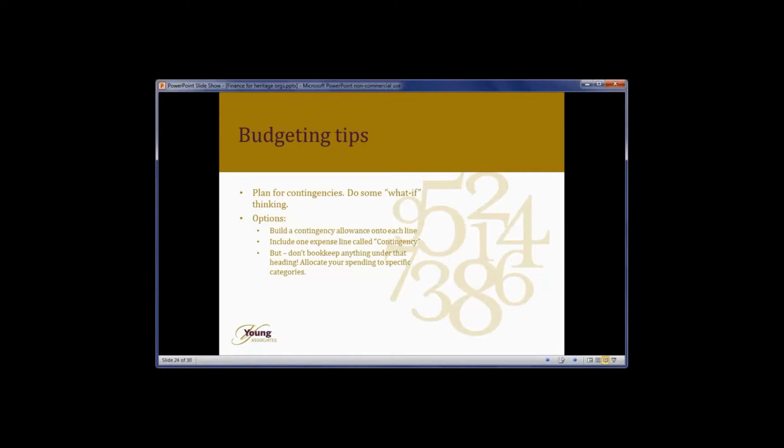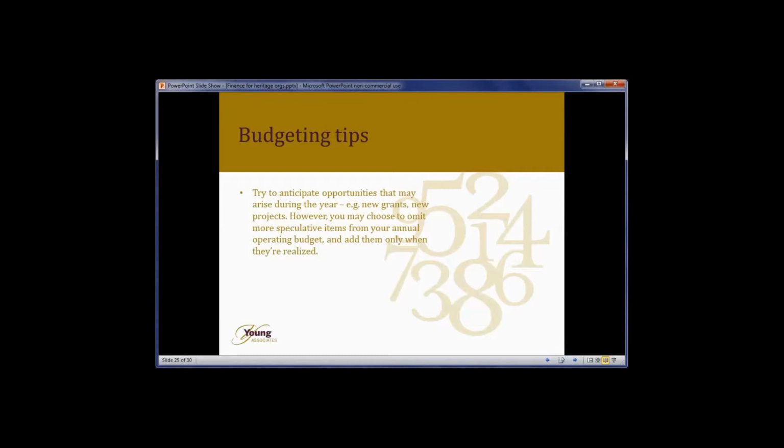Many funders actually have a line called contingency in grant application forms, so you may be familiar with that. The one caveat would be when you're actually proceeding through your year, you wouldn't ever actually bookkeep anything to contingency. You would actually name your expenses to whatever your formal categories are.